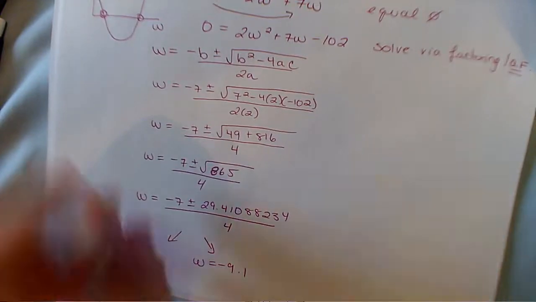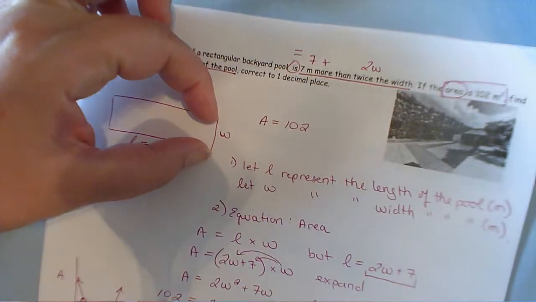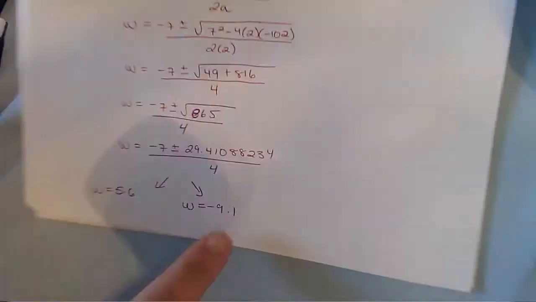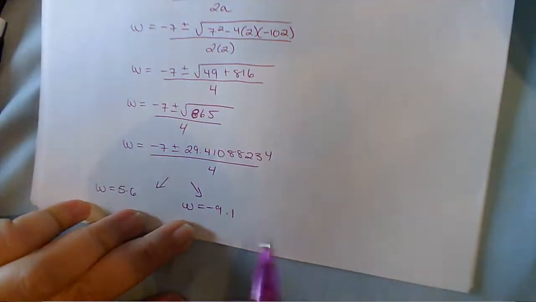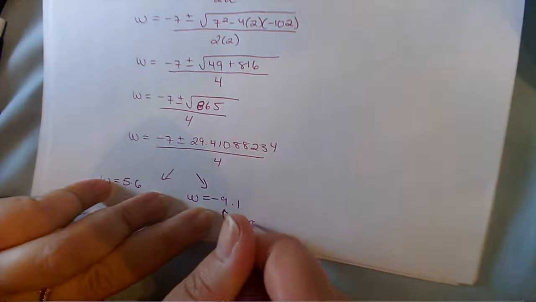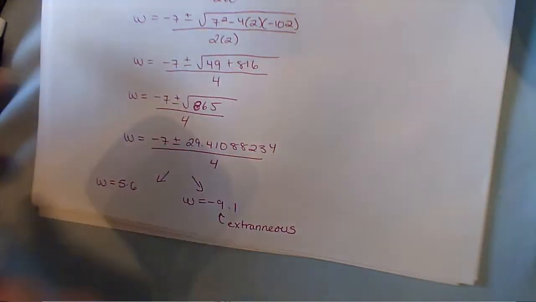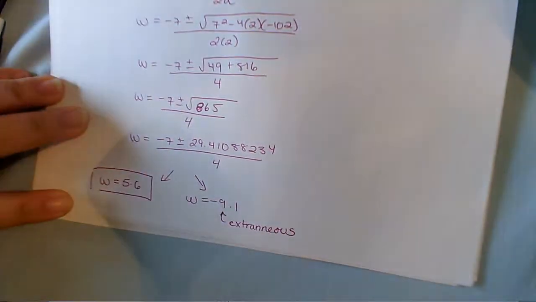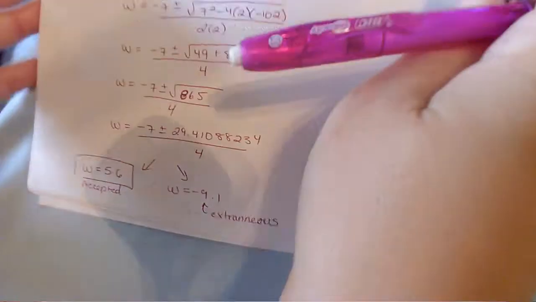Width is a distance, right? If you go back to our diagram, it's this amount. This amount cannot be negative 9 meters. That doesn't make sense. Negatives do not make sense. So the math doesn't know that because the math is giving us the two answers from the graph. So this is what we call inadmissible or extraneous. Extraneous means that it's an extra answer, but we're not going to accept it. We're only going to accept the answer that actually makes sense. So this is the acceptable one in the context of dimensions.